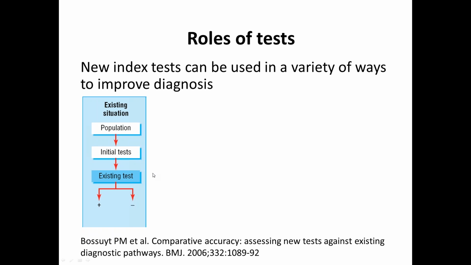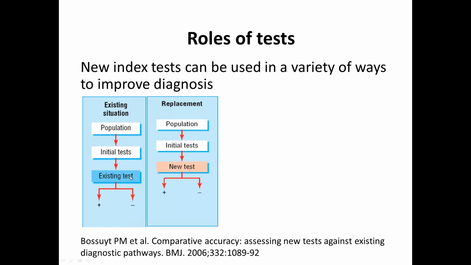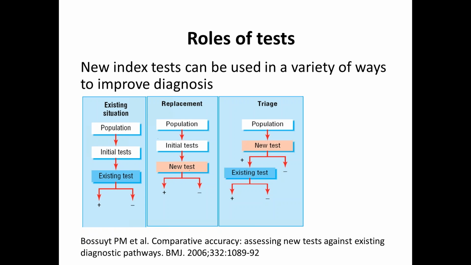So in this slide at the moment, we're looking at a pathway which just has our existing testing. And it could be our new test is going to replace that existing test. So it might be that we're going to be looking at replacing a laboratory test with a rapid test, that everybody will just get the rapid test and nobody would get the previous test. Or it could be that we're going to plan to use the new test in combination with the existing test.